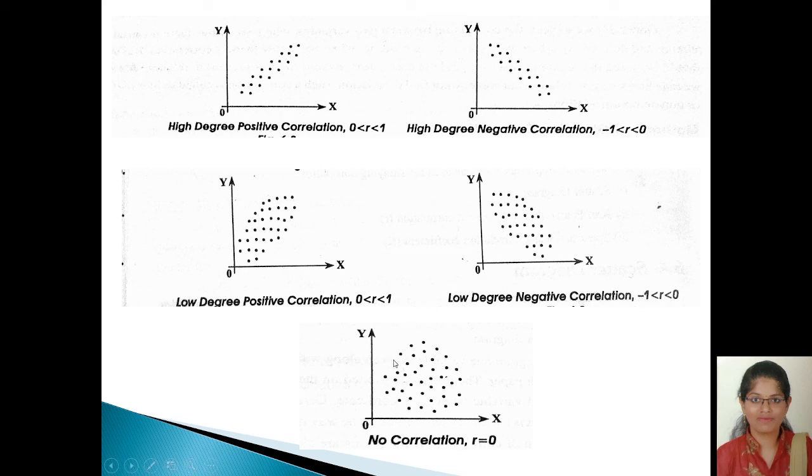And the last graph shows scattered points. Here x and y are not correlated and the correlation coefficient value is 0. This is known as no correlation, that is, the no correlation graph.